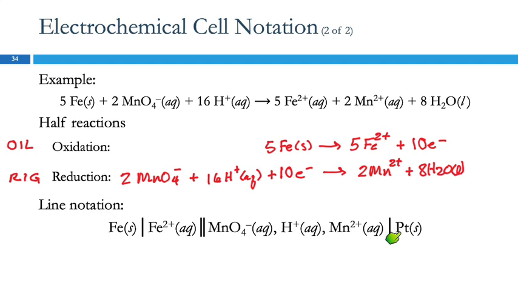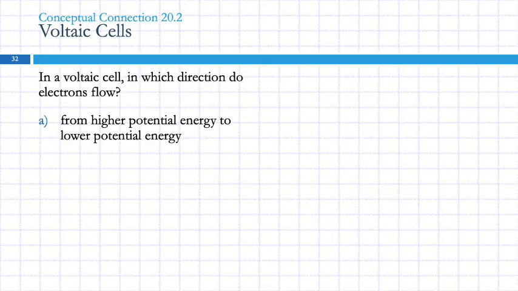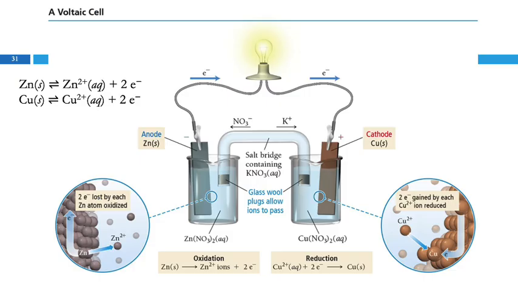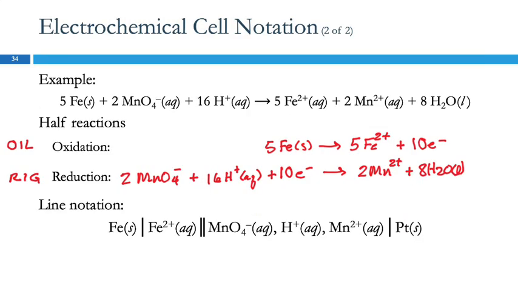When we draw the line notation, it matters which one is on the left and which one is on the right. And that can be hard to remember. Let's go back and look at this illustration. We have the anode on the left and the cathode on the right, and that's how they always draw them. The way I remember this is that A comes before C. So anode goes on the left side and cathode goes on the right side.